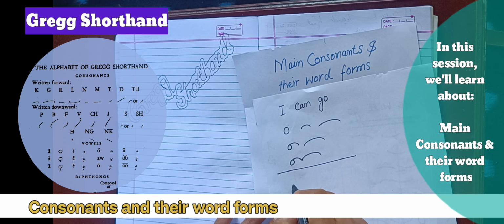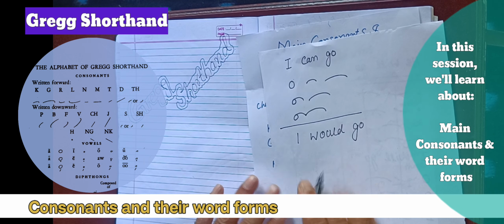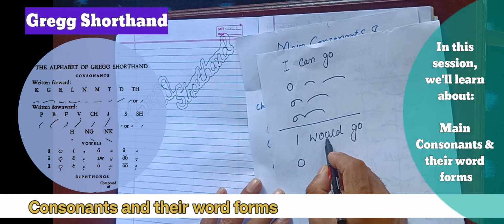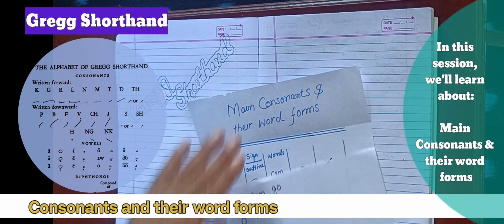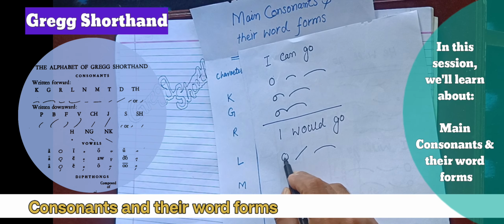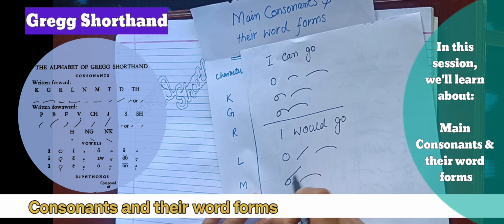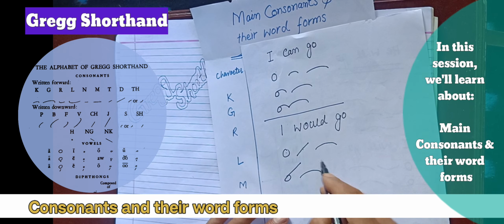What if I have to write I would go? How do we write it? I is like I, and then would. How do we write would? Would is just the D sign, right? I would, and then go. Go is the same, right? But if I have to join them together, how do I write this? This is I, this is would, this is go. This becomes I would go.